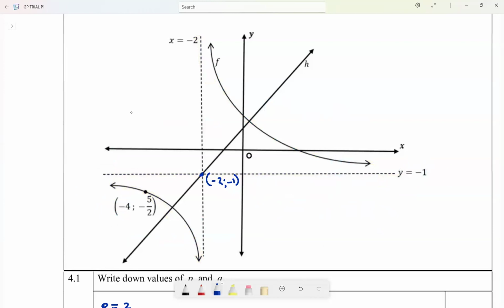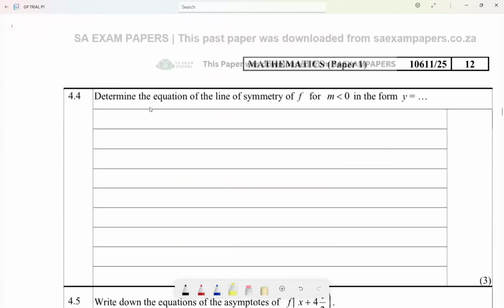All right. And by the way, I don't know why I feel like this is an axis of symmetry, because it passes through the point. Okay, we are not there yet.